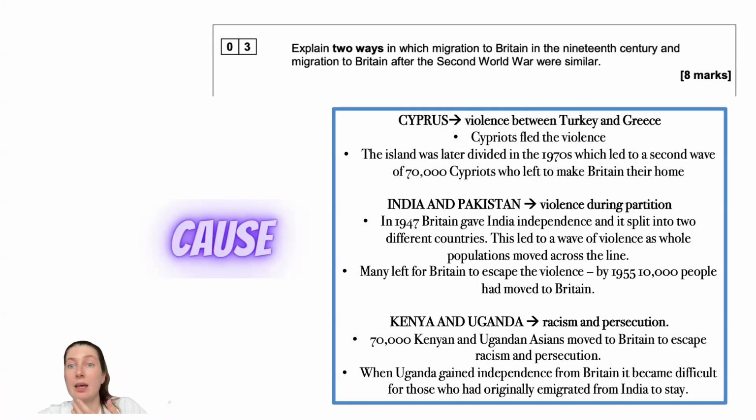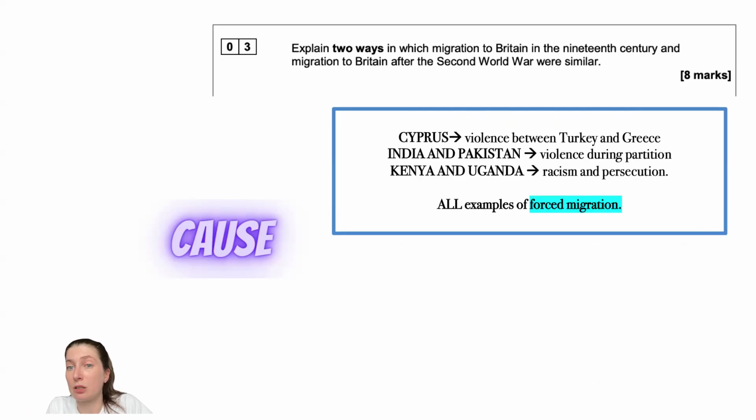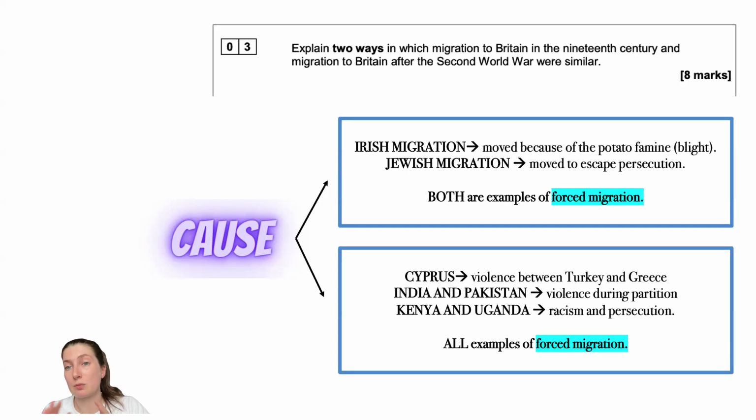So now I'm thinking, is it the same in migration after the Second World War? So I'm thinking about Cyprus. There was violence between Turkey and Greece. That's forced migration. India and Pakistan, violence during partition, forced migration. And in Kenya and Uganda, racism and persecution, again, forced migration. So all three of these examples also have forced migration. So I can definitely use this as my first paragraph, my point of comparison.